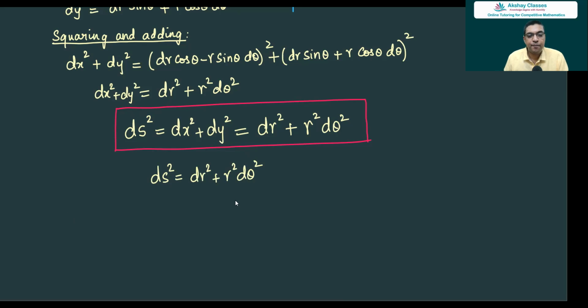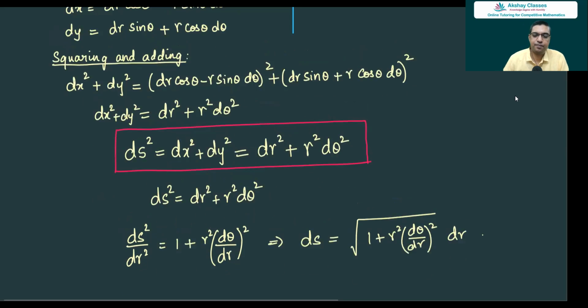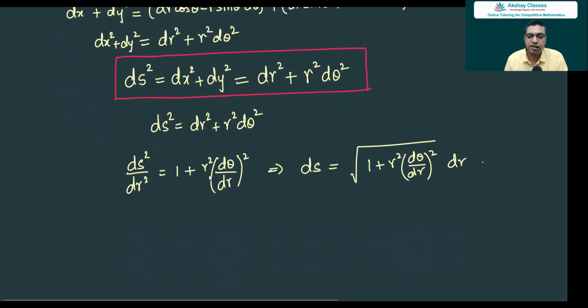Okay. Now, if you divide by dr square, ds square by dr square is equal to 1 plus r square d theta square by dr square. All right. So which implies ds will be under root of 1 plus r square d theta by dr whole square times dr. Okay, this is one expression.